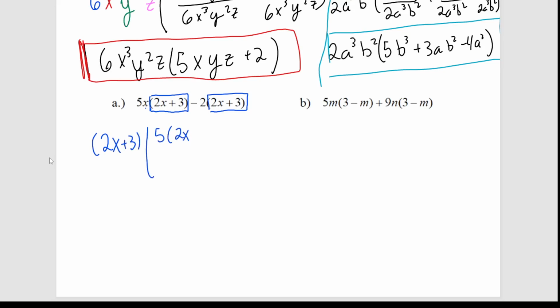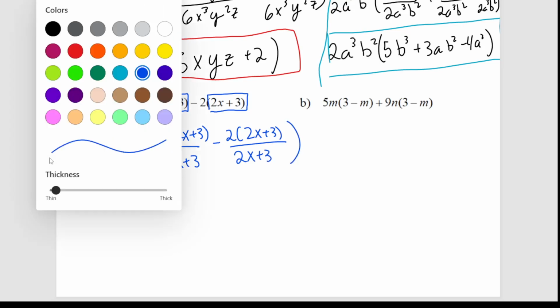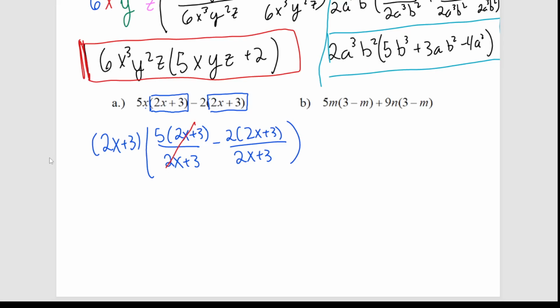Why not? So if I factor out a 2x plus 3, what's going to be left? Well, that's 5x times 2x plus 3 divided by 2x plus 3, minus 2 times 2x plus 3 divided by 2x plus 3. And lo and behold, what happens when I divide 2x plus 3 by itself? Those are both going to make 1. And what I'm left with is 2x plus 3 times 5x minus 2. I just mistranscribed the problem. Instead of writing 5x, I wrote a 5 by itself. That 5x is still there.